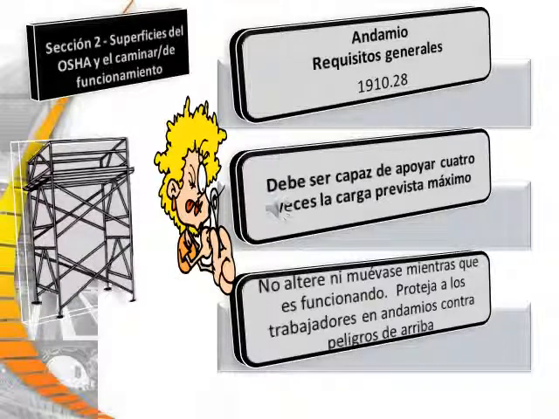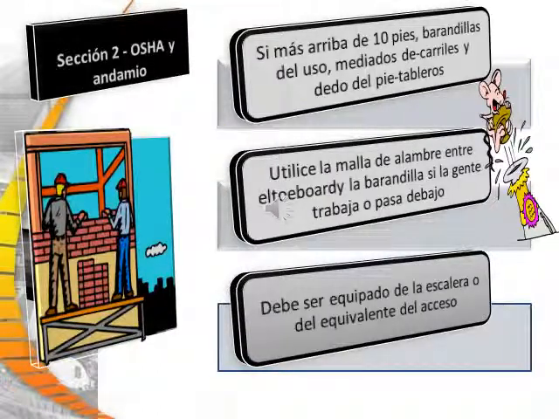Scaffolding requirements. They must be capable of supporting 4 times the maximum intended load. Do not alter or move them while in use, and protect the workers on the scaffold from overhead hazards. If scaffolds are higher than 10 feet, use guardrails, midrails, and toe boards. Use wire mesh between the toe board and the guardrail if people work or pass underneath. They must be equipped with an access ladder or equivalent.